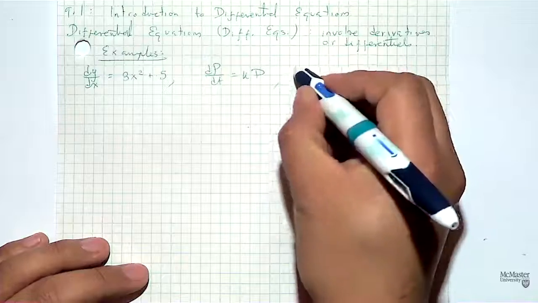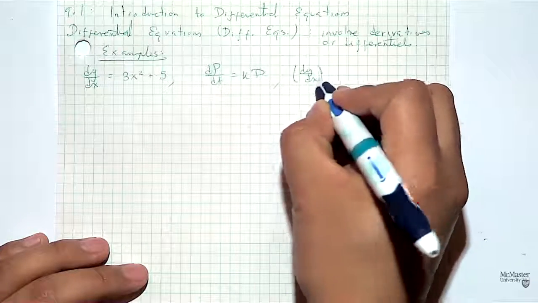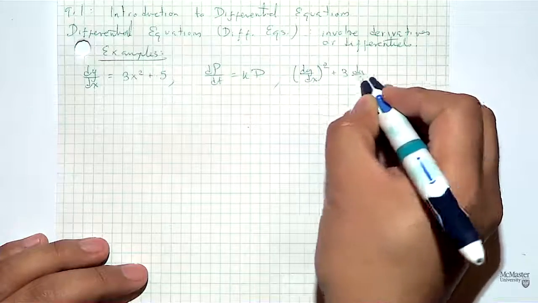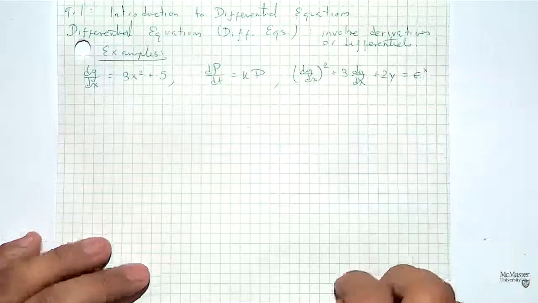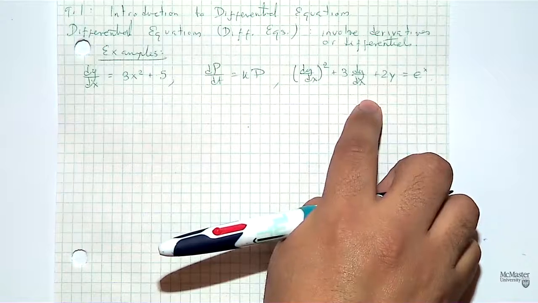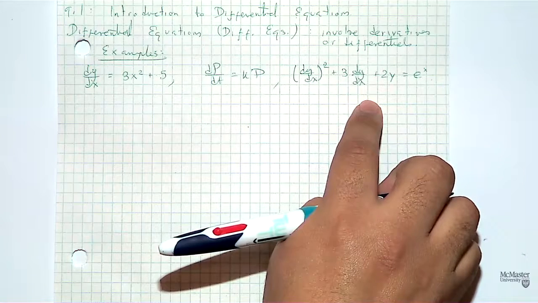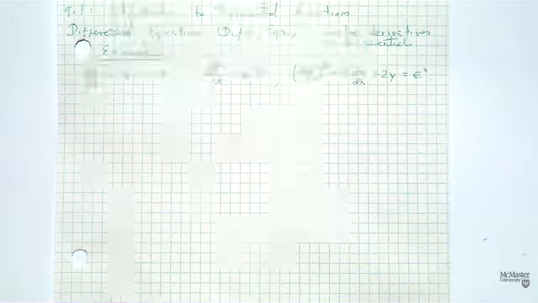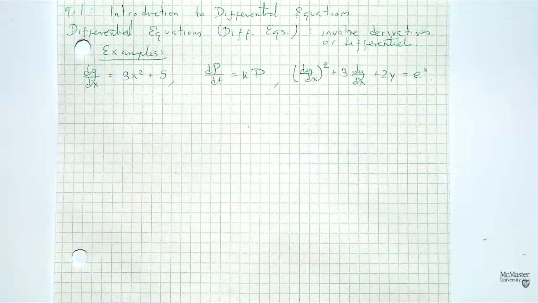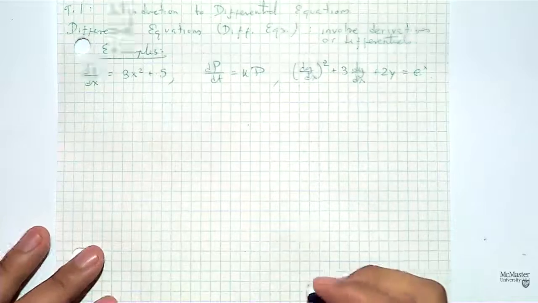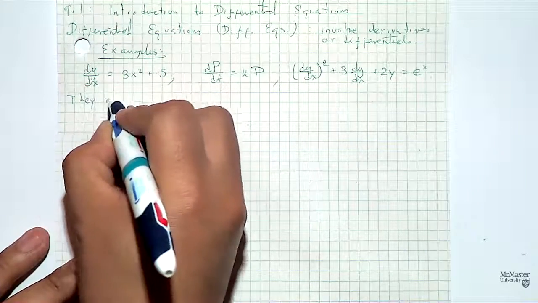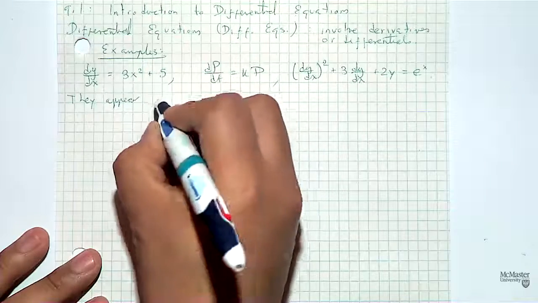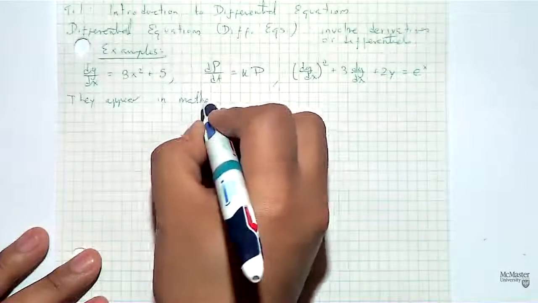Then let's say I write another equation, d²y over dx² plus 3 dy over dx plus 2y equals e to the x. Okay, that actually might be a little bit more complicated than what I have done before. But still you get the idea. You have an equation that involves the derivatives of the function and you want to solve for y as a function of x.